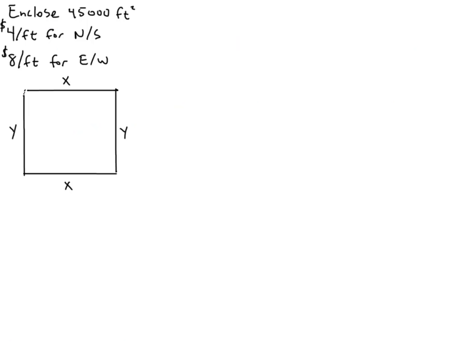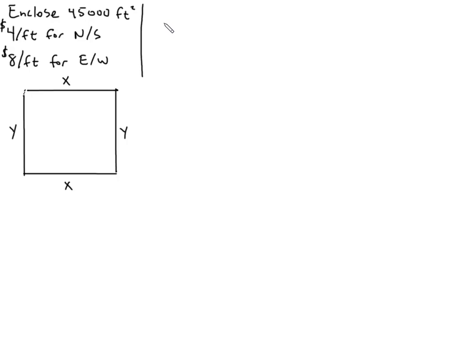Okay, so I have the information here, and I've got a drawing that will represent the enclosed area. So I've labeled the north and south facing walls as x and the east and west facing walls as y. Whenever we have optimization problems like this, we have a main equation, the thing that we're trying to optimize. In this case, that's going to be the cost. And then we have a constraint as well. So in this case, the main equation is the cost equation.